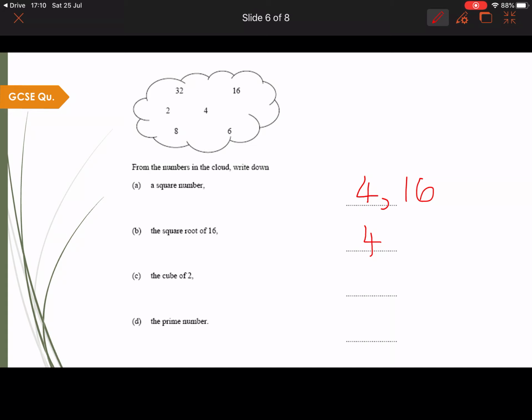The cube of 2 means 2 times 2 times 2. Now 2 times 2 is 4, and 4 times 2 is 8. So 8 is the only correct answer in this case. And a prime number, if I start by crossing off all of my even numbers above 2, I'm only left with the number 2. And as discussed before, 2 is the only even prime number.